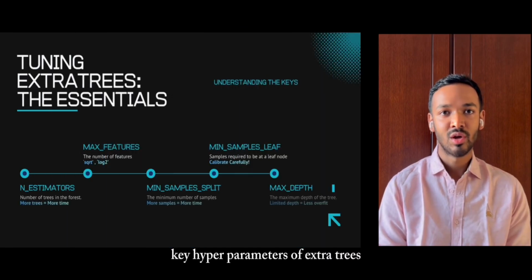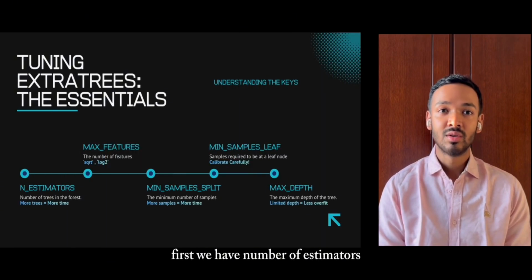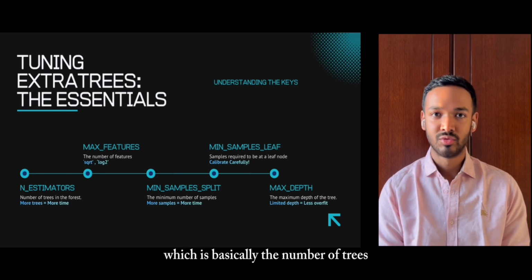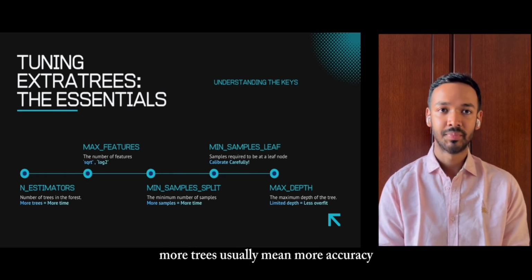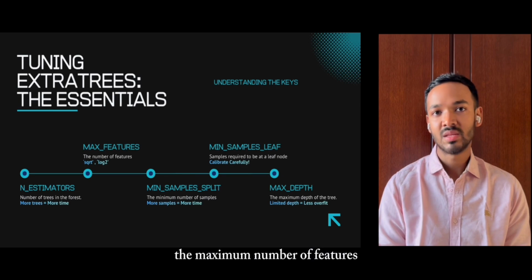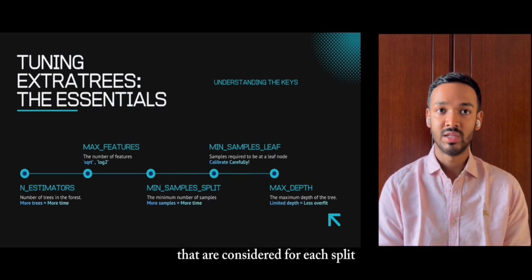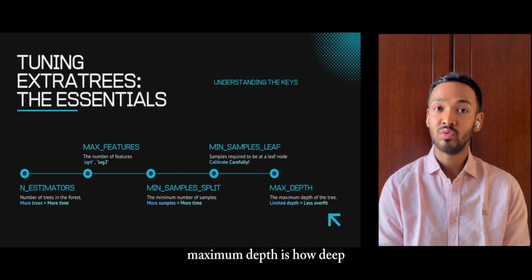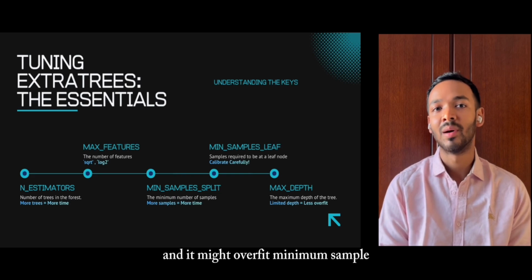Key hyperparameters of ExtraTrees that you should know. First, we have number of estimators, which is basically the number of trees. More trees usually mean more accuracy. Maximum features is the maximum number of features that are considered for each split. Maximum depth is how deep each tree can grow. Too deep and it might overfit.